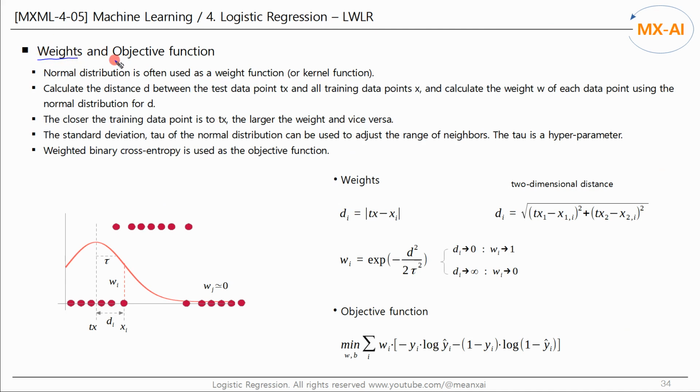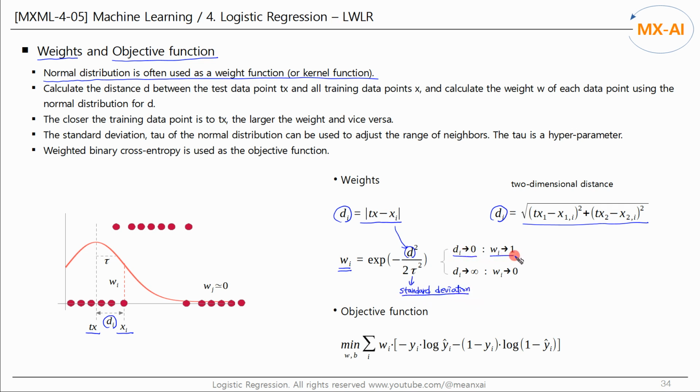Let's look at the weights and objective function. The normal distribution is often used as a weight or kernel function. Measure the distance between the test and training data point. The distance can be one-dimensional or high-dimensional. And the PDF value of the normal distribution for this distance is used as the weight. Here, tau is the standard deviation.